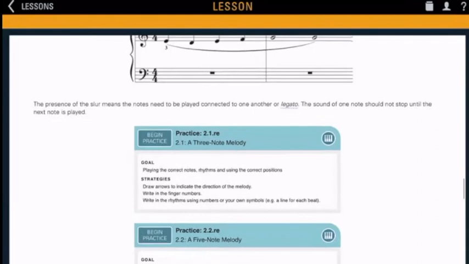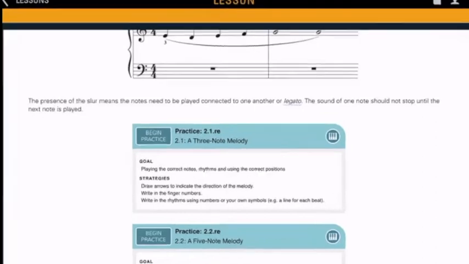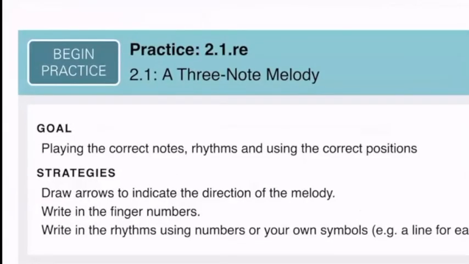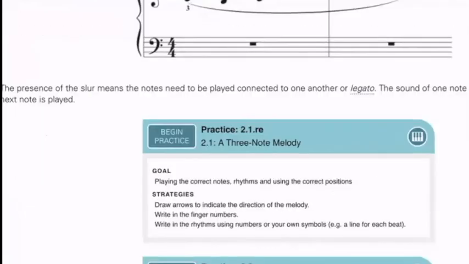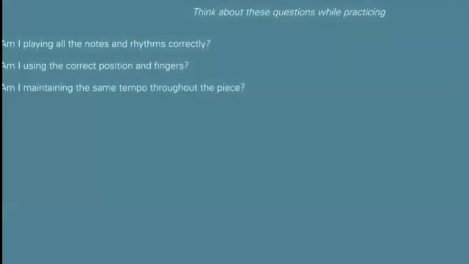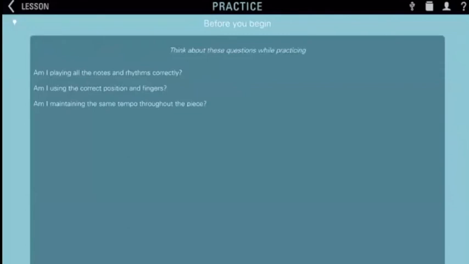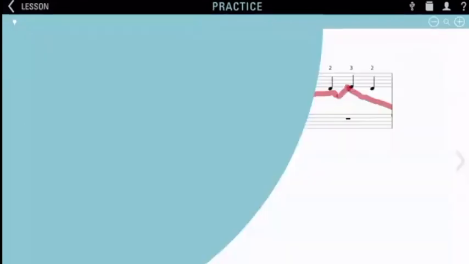For example, 3-note melody. Read the goals. Think about your goals, okay? Think about your strategies, what you can do. For example, you could draw. You could write in your finger numbers if that would help. If you can write the counting. So let's open this exercise. Again, it reminds you how you're going to strategize when you practice.